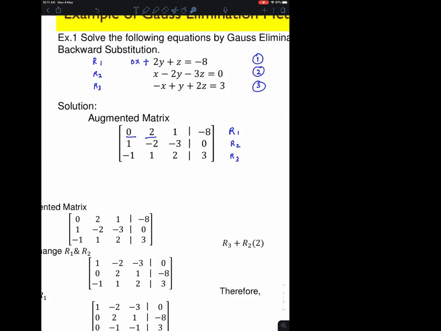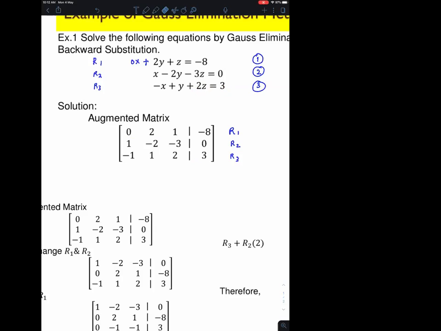This is the equation. Like this is the equation here. This equation, you just put the coefficients of this equation in row 1, right here. Then the coefficients of equation 2, you put in row 2. The coefficients of equation 3, and also the value after the equal sign, you put them here. Is that clear?